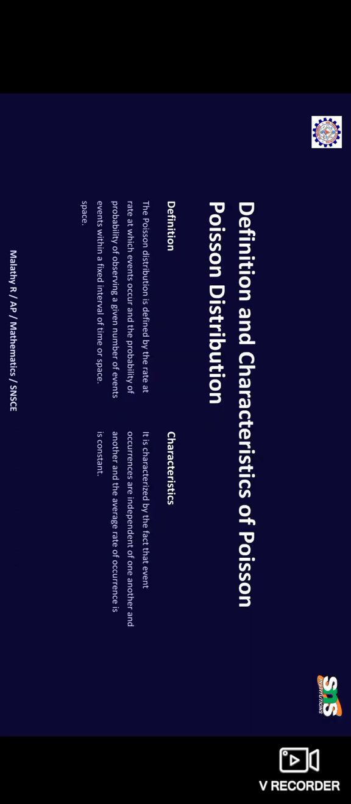The Poisson distribution is defined by the rate at which events occur, and the probability of observing a given number of events within a fixed interval of time or space. It is characterized by the fact that event occurrences are independent of one another and the average rate of occurrence is constant. Applications of Poisson distribution are in the data analytics field, in quality control, and in risk management.